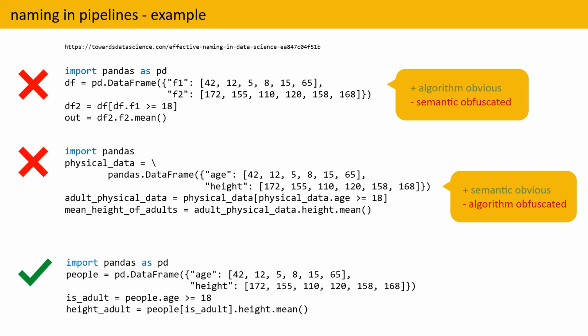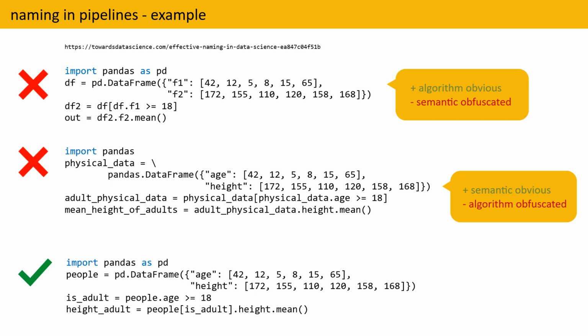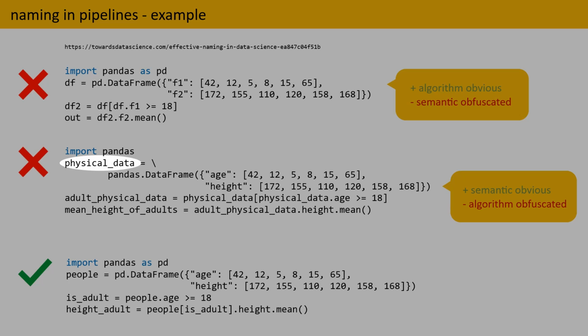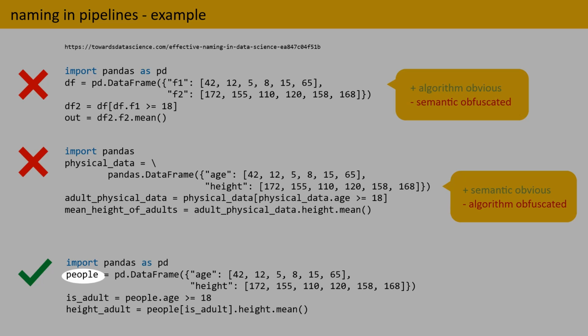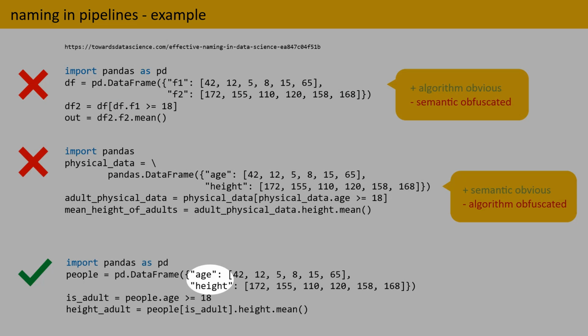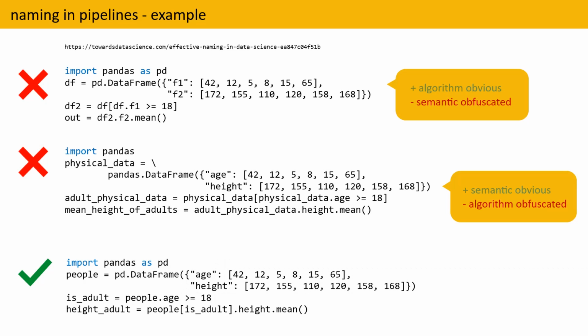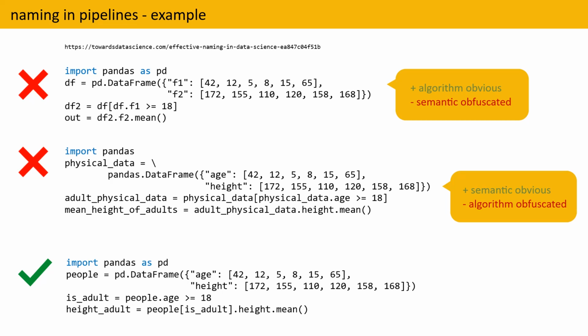Here is an implementation that tries to hit that sweet spot. First, we use pd for pandas, since that's an established standard. Second, we replace the rather abstract name physical data, which could describe trees, dogs, or chairs, by the much more specific name people, since that is what we are talking about here, the age and height of people. Third, we define a Boolean function is_adult to filter for adult people. Note the semantic prefix is, which is common for predicate functions.